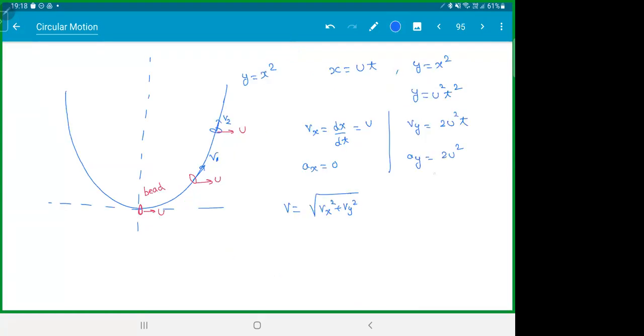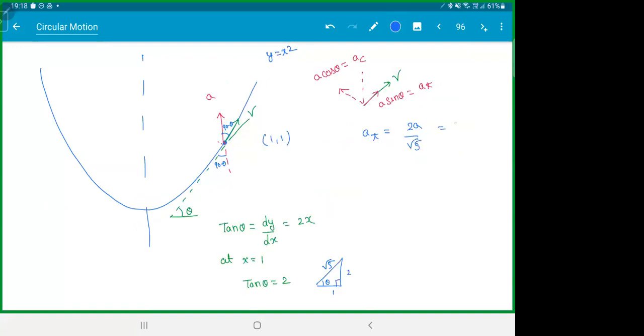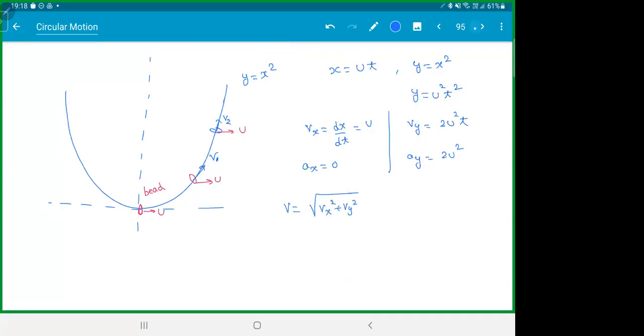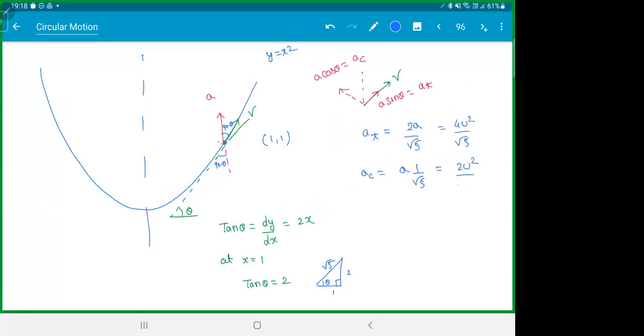What is the value of a? 2u square. 4u square by root 5. What is a centripetal? a cos theta. So cos theta will be 1 by root 5. What is a? 2u square. So a centripetal is 2u square by root 5.